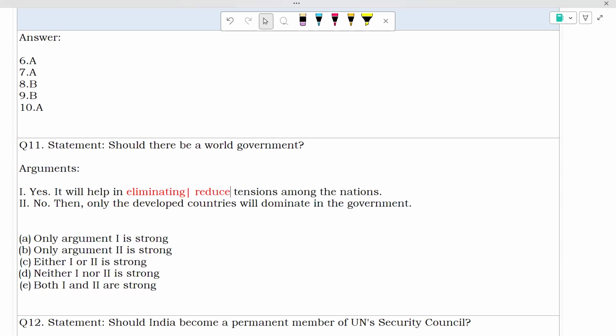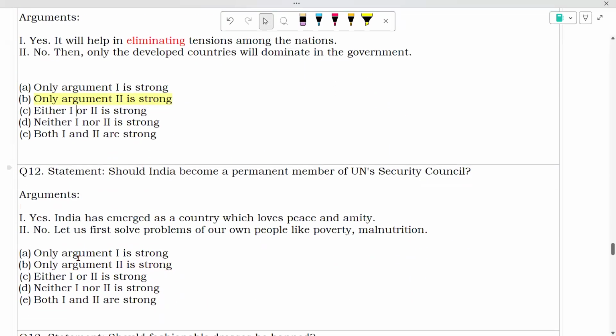Okay, if I had said "reduce", it would help in reducing the tension among the nations. That will be a strong argument. Now, if it is "eliminate", how much marks will you give? You will give lesser marks. So it is a weaker argument. The other is stronger. So what will be the answer? The answer will be "only".